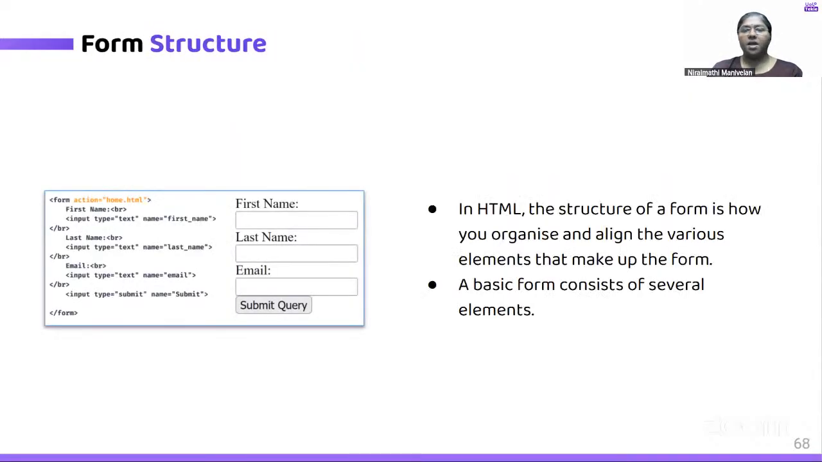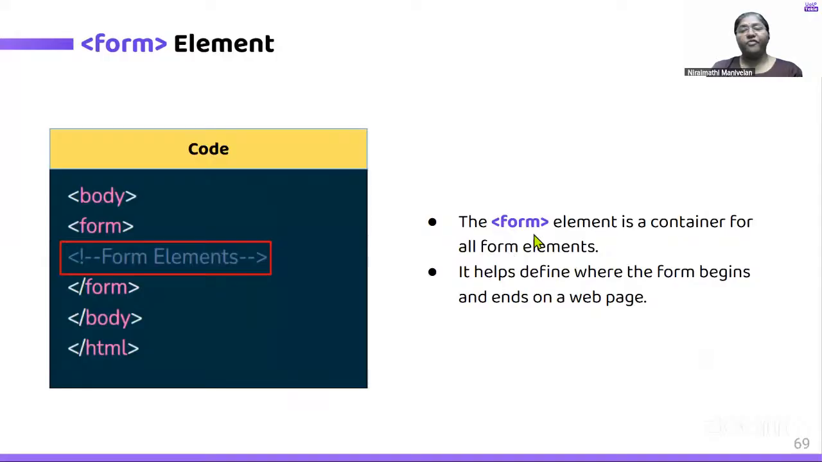students. So in HTML, the structure of a form is how you organize and align the various elements that make up the form. We have different elements of the form. The form element is the container for all the form elements. For table, we have table elements. For flexbox, we have different properties like that. For form element, our opening and closing tag should be form open and form close. Here is how it will define the form creation.